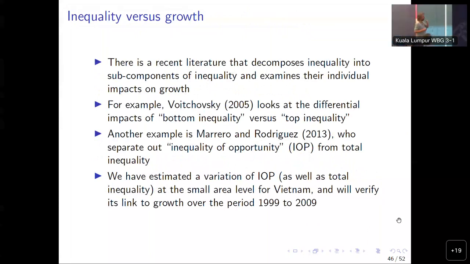Just for pure illustration, I put together a quick illustrative example. As I briefly alluded to yesterday, there is this literature that tries to revisit the relationship between growth and inequality.